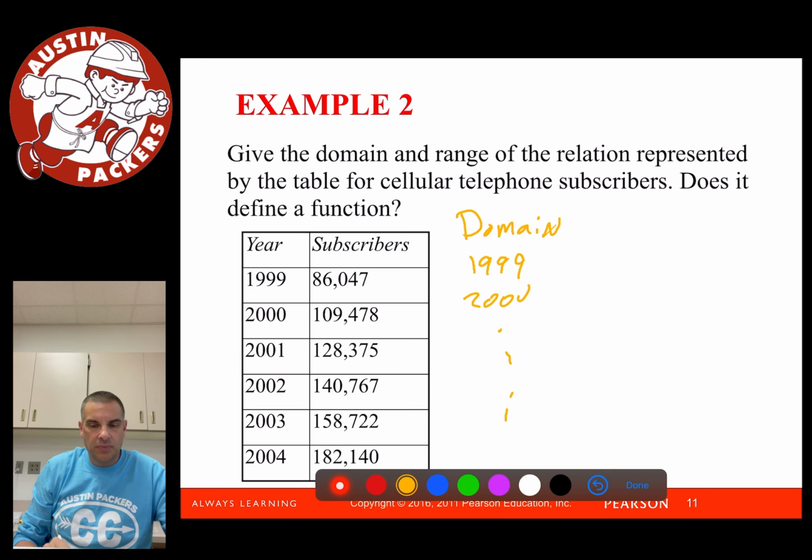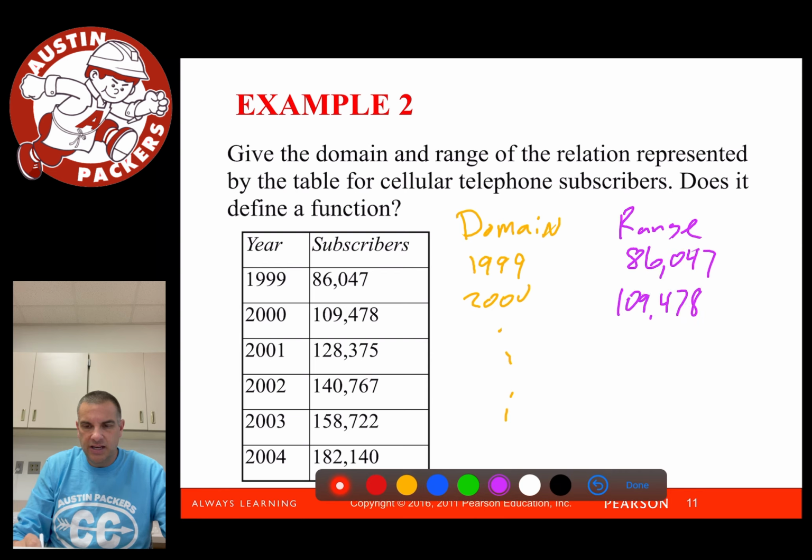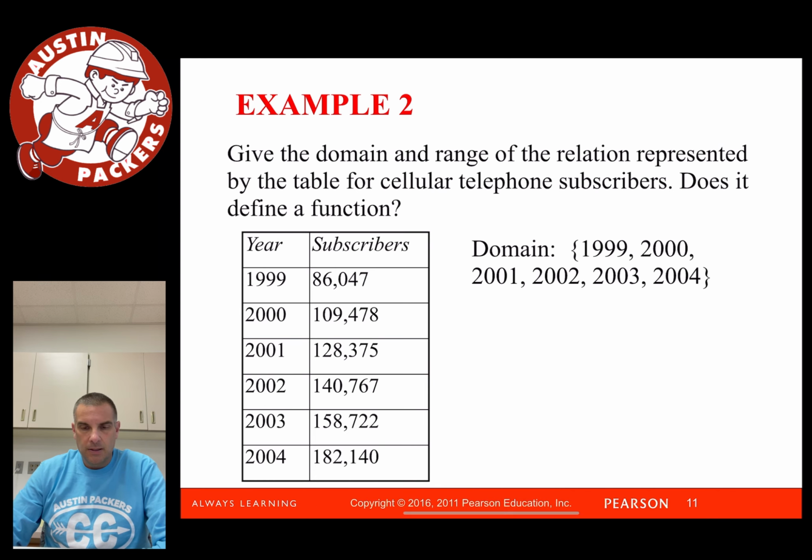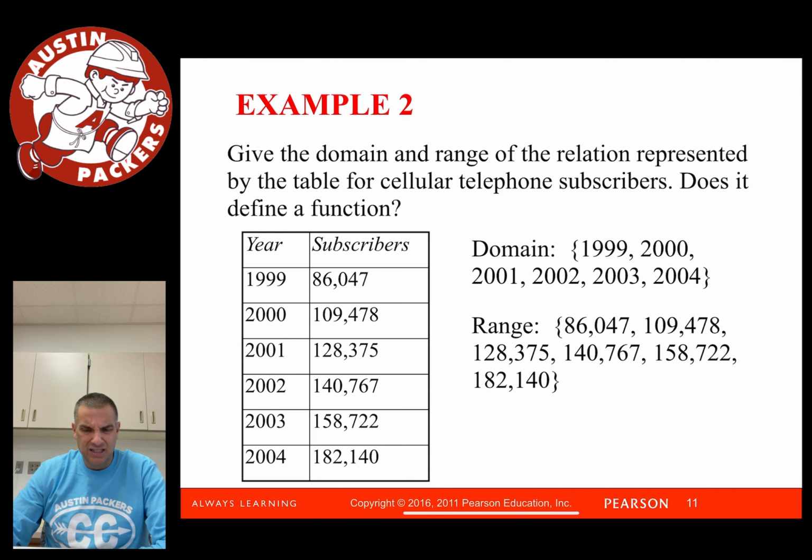Your range is going to be all of your y values, or your subscribers in this case. So 86,047, 109,478, and so on and so forth. That's your range. Now, the second part of this says, does it describe a function? Does the input, the domain, ever repeat? It doesn't. So this is going to be a function as well. Okay? So there's the domain, there's the range, they listed them all. And yeah, this is a function.